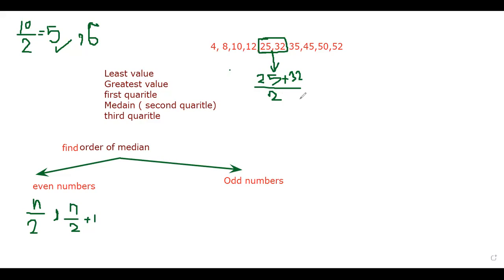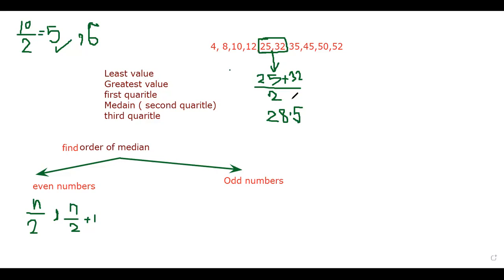So it will be 25 plus 32 over 2, and the answer will be 28.5. So this one is the value of what? Median. Thank you. So this is the value of median.